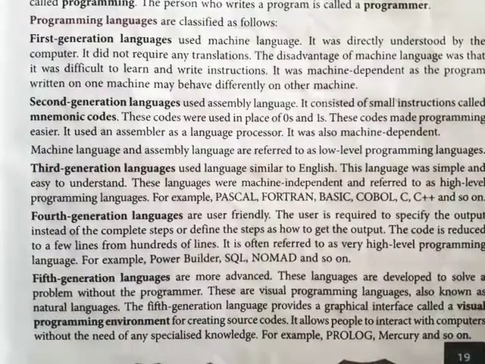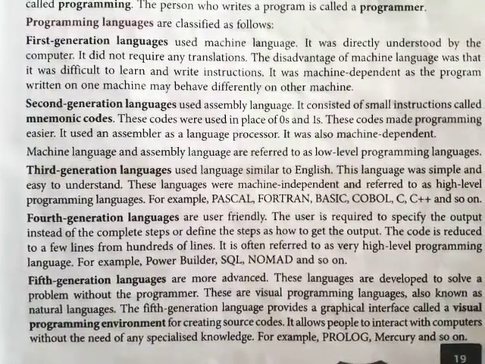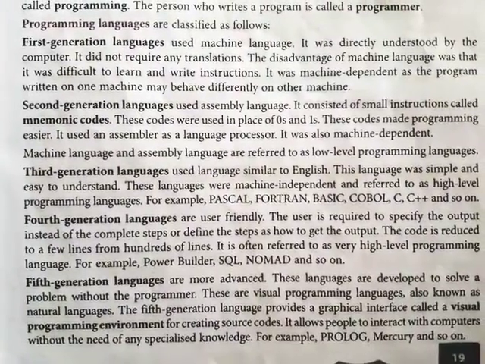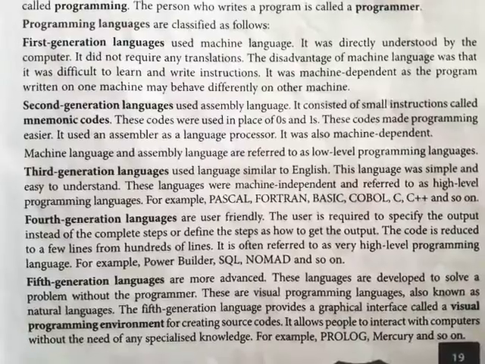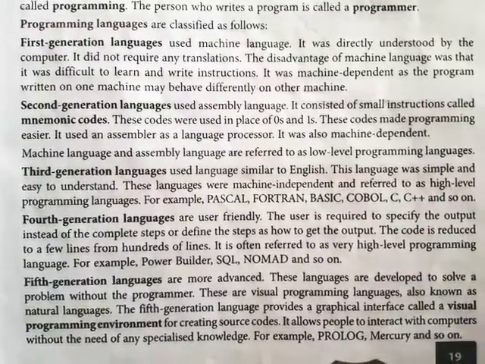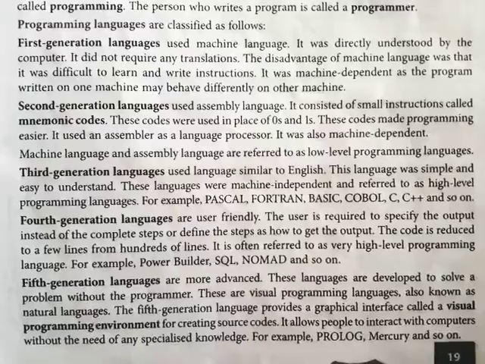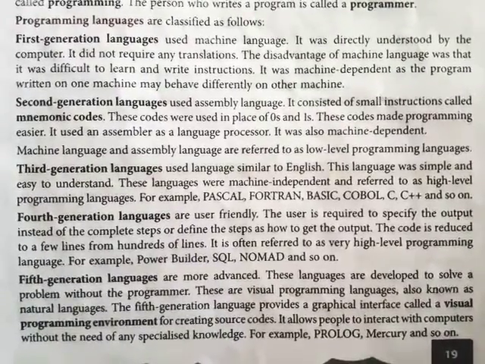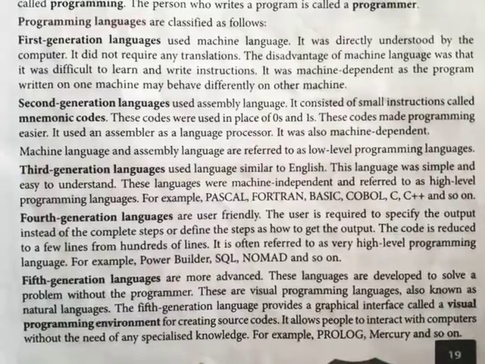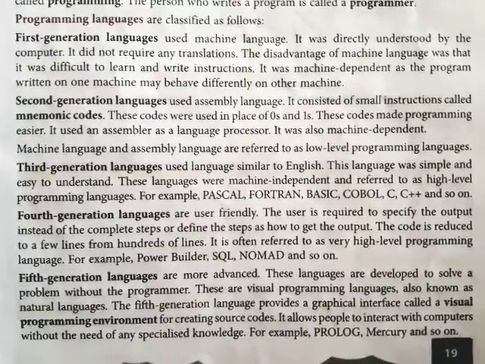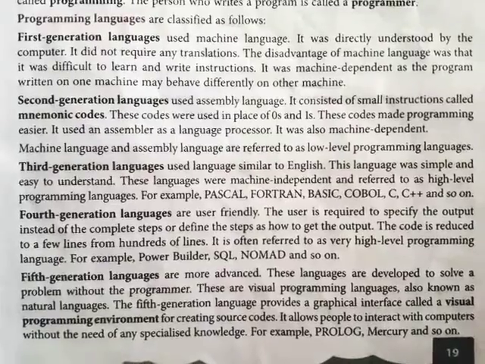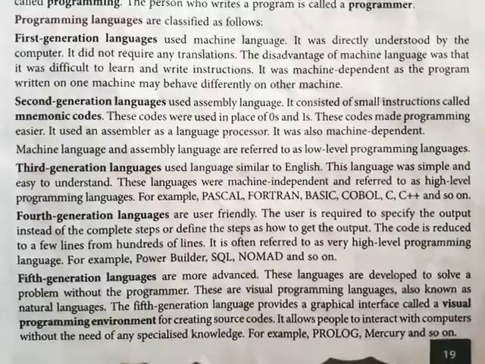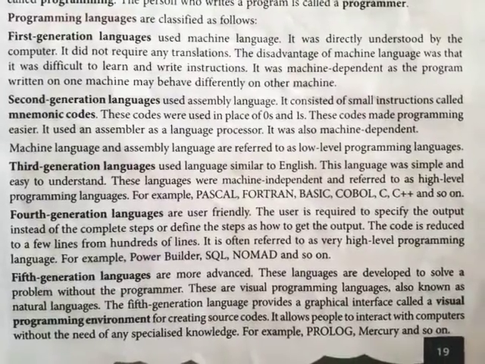The first one is first generation languages. The first generation languages used machine language, means the computer language which is understood by computers only. So that is why it is called as machine language. It was directly understood by the computer. It did not require any translations. The disadvantage of machine language was that it was difficult to learn and write instructions.